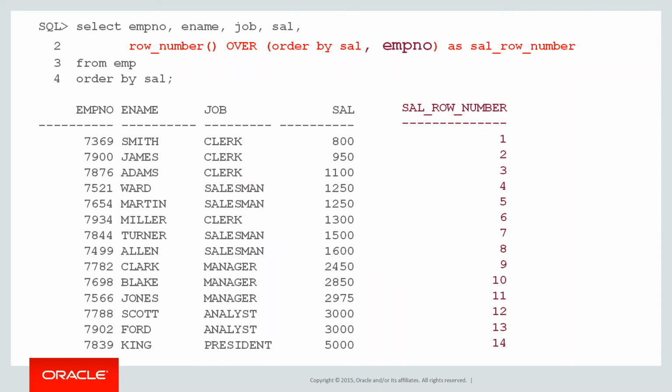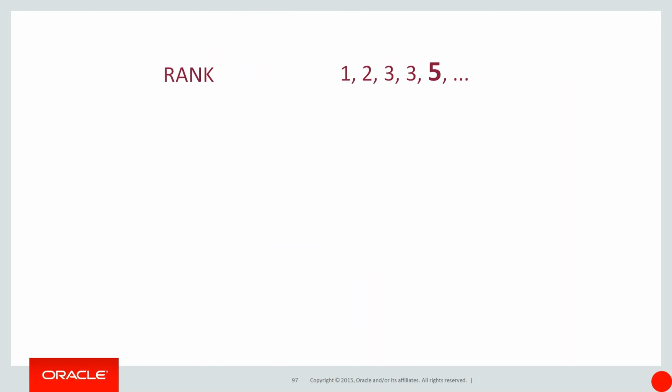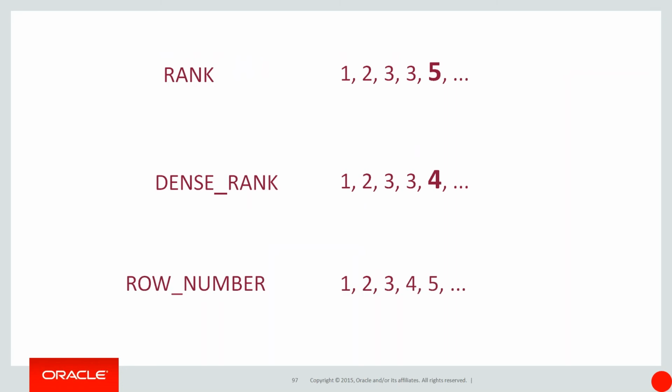It really is at the whim of the sorting algorithm within Oracle as to how it chooses. So what we've got is rank goes 1, 2, 3, 3, 5. Dense rank goes 1, 2, 3, 3, 4. And row number goes 1, 2, 3, 4, 5. So we've got plenty of options then when it comes to ranking.